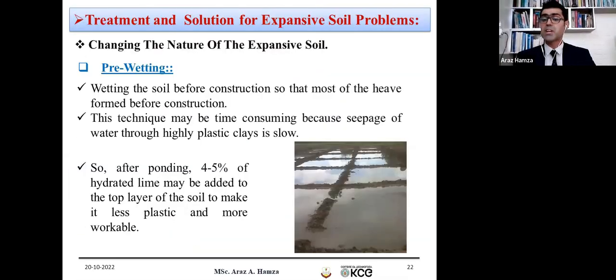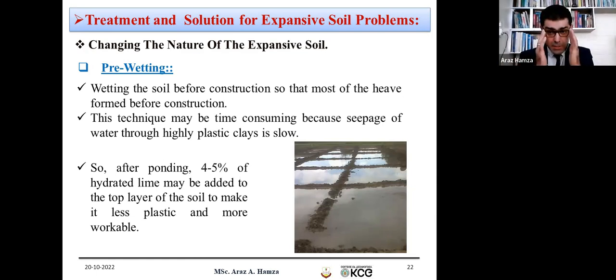The second one is pre-wetting. Pre-wetting means you have a specific land where you have planned to construct a project, but this is expansive soil. You can pre-wet it to swell. If you fill such land with water, like a ponding, the soil absorbs the water and swells. But this process is very slow because of the soil capillarity. That's why it's not very practicable for engineering purposes.